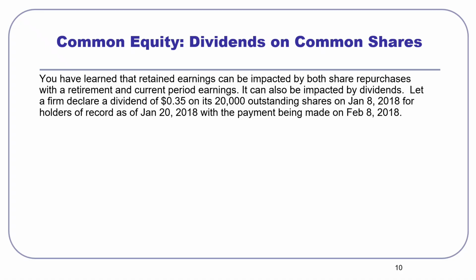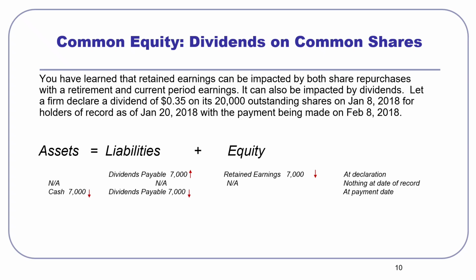On the date of declaration, there is a liability called dividends payable equal to $7,000. That's a liability going up because the firm is now bound to pay the dividend. That simultaneously makes retained earnings go down. Stating the date of record is irrelevant from an accounting standpoint. That just tells the firm who is going to receive the money. That has nothing to do with the overall obligation to pay.